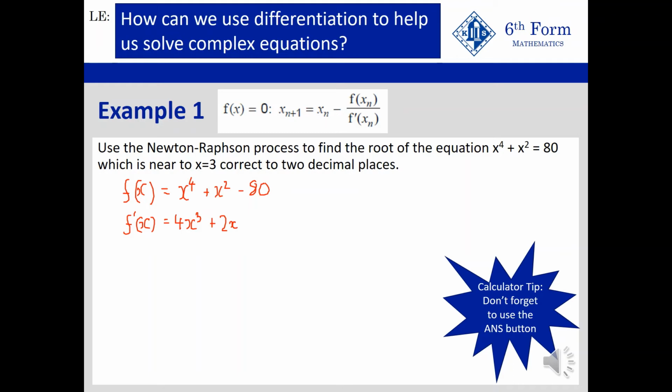So now we've got our two different bits, we can start working things through. So we're going to use the first x value as being 3. So if we use x0 as 3, to work out x1, we need to substitute this x0 value in. So it's going to end up being 3 minus f of 3 over f dashed of 3. So we're going to substitute 3 into the f of x equation and work out our value. We can substitute 3 into the f dashed of x equation and work out our value. The easiest option actually for this is to use the answer button on your calculator. So here's a quick demo of how we can type that in.